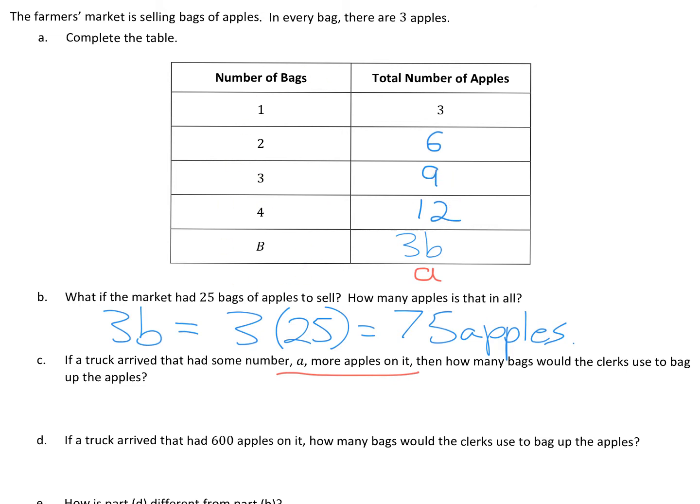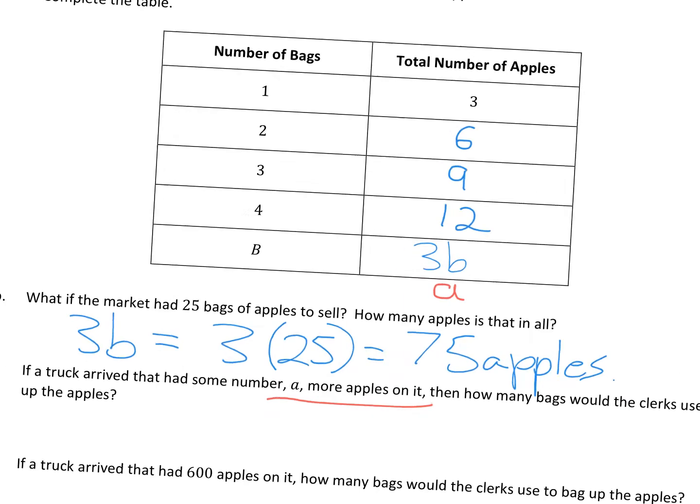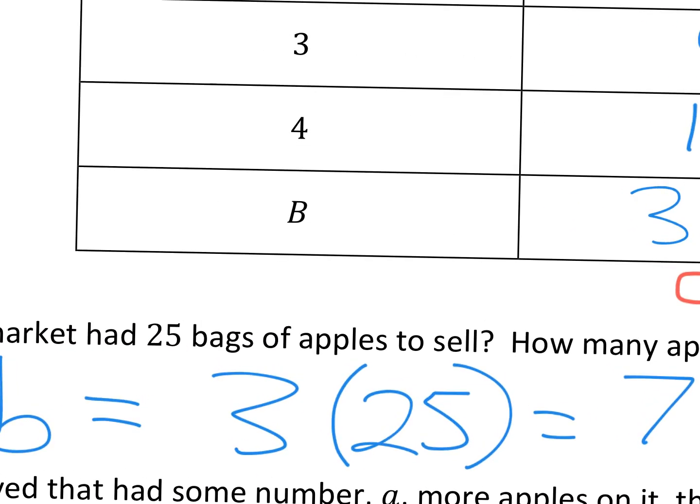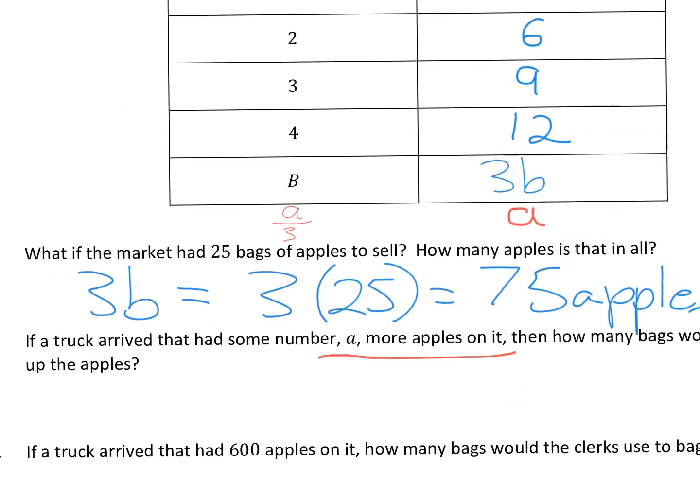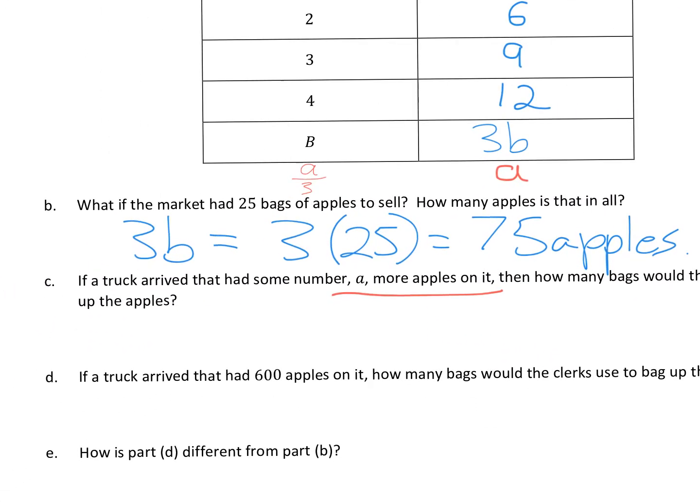So for this one, I'm going to zoom in a little bit, as I'm going to write A divided by 3. You could write it not as a fraction, but I'm going to write it as a fraction because I like it that way. So that would be the answer to this as well. So A divided by 3 would be the number of bags.